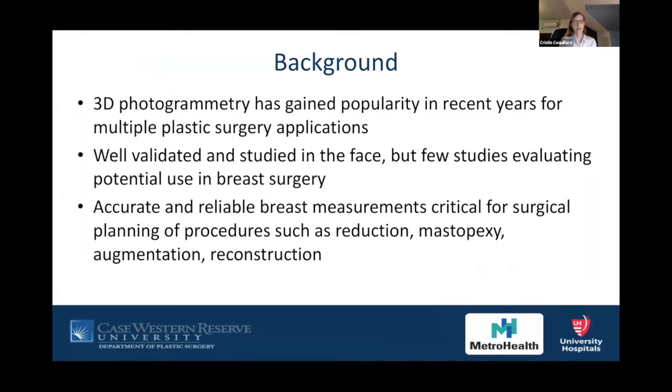So for a bit of background, 3D photography has gained a lot of popularity recently in multiple plastic surgery applications, but it is most studied in the face and craniofacial surgery. Not a lot of studies as yet evaluate its use in breast surgery, and those that have been done so far have mainly looked at retention of fat grafting in the breast with volumetric studies. We also know that accurate and reliable breast measurements are critical for surgical planning of many breast procedures, such as reduction, lift, augmentation, and reconstruction.